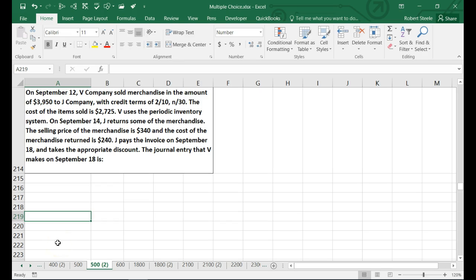Hello, in this lecture we're going to continue on with some shorter test type problems that could be in the format of multiple choice problems.